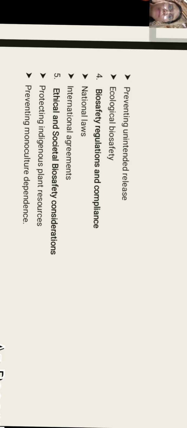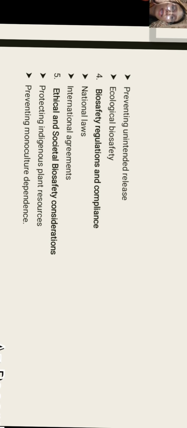Number 5 is ethical and societal biosafety considerations. This means thinking about what is right or wrong for people, communities, and society when doing research. Why it matters? Because it protects communities, farmers, and indigenous people from exploitation or harm. So do what is fair and safe for everyone.